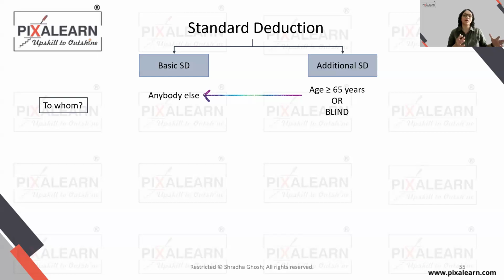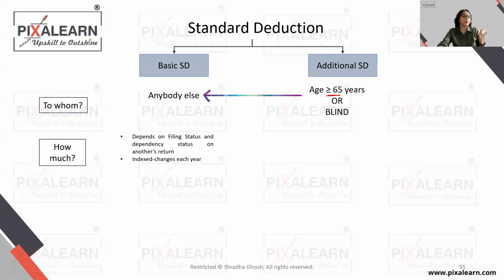One is the basic and the other is the add-on. Add-on is generally given only to those people who are really old. What is the old criteria? More than 65 years or equal to 65 years during the taxable year, or if you're blind.